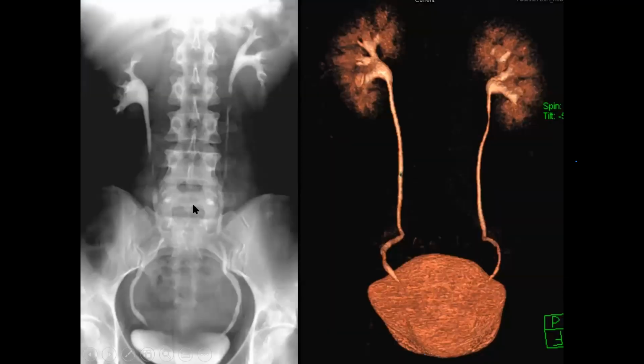So this is how the CT urography image will be seen from top to bottom. You can see this.